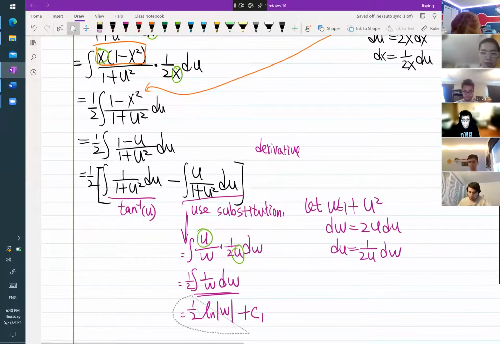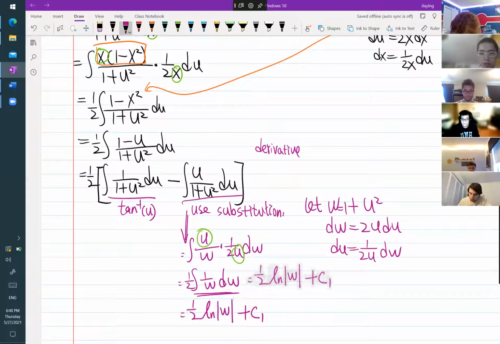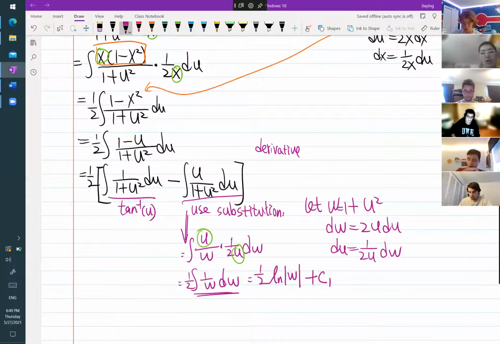Let me move this to the side. I'm going to call that c1. And then the first integral. So now we finish integrating the second part. The first part we also integrate, we get inverse tangent of u plus a constant c2. So now I can put them together.